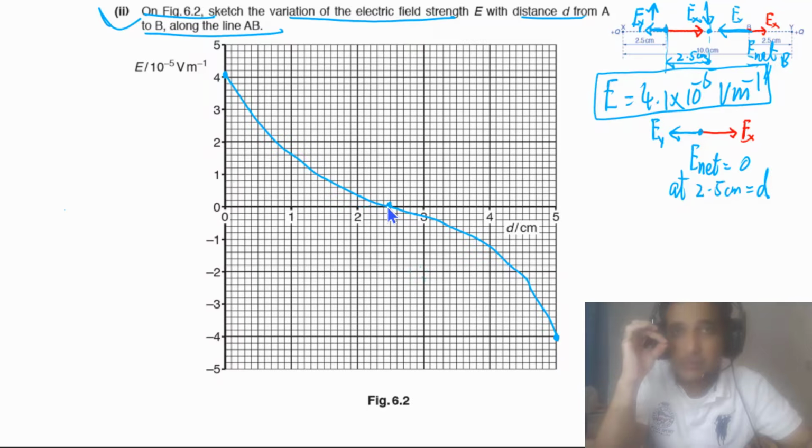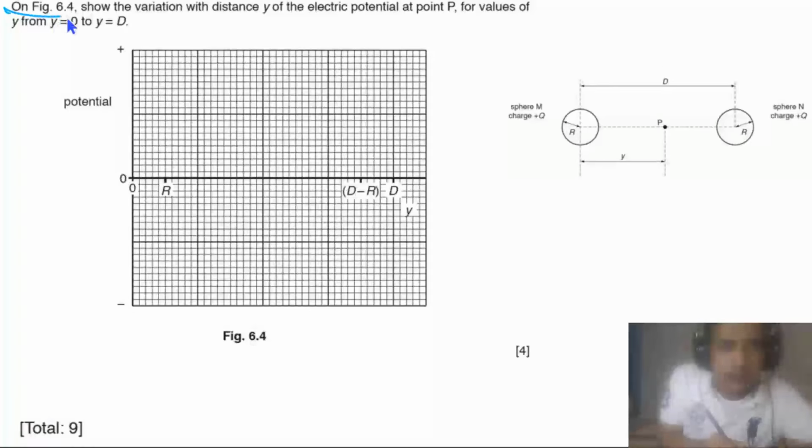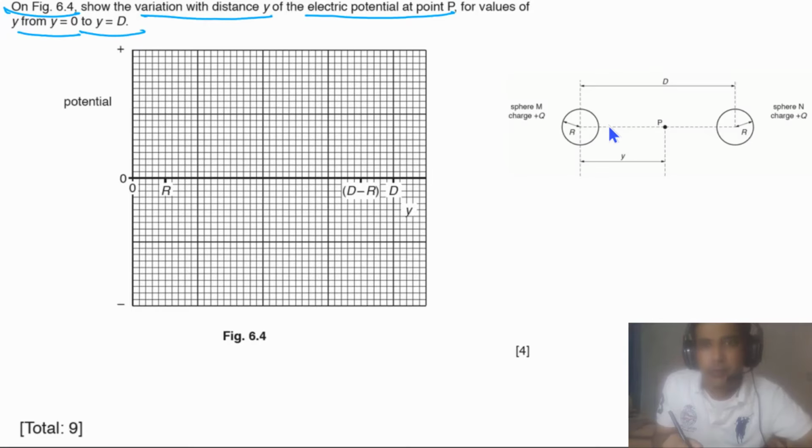A typical type of question between two identical positive charges. For the last part of this question on figure 6.4, we need to show the variation with distance y of the electric potential at point P for values of y from 0 to capital D. First of all, it is given that capital D is the distance between the centers of these two spheres. And these two spheres are positively charged.